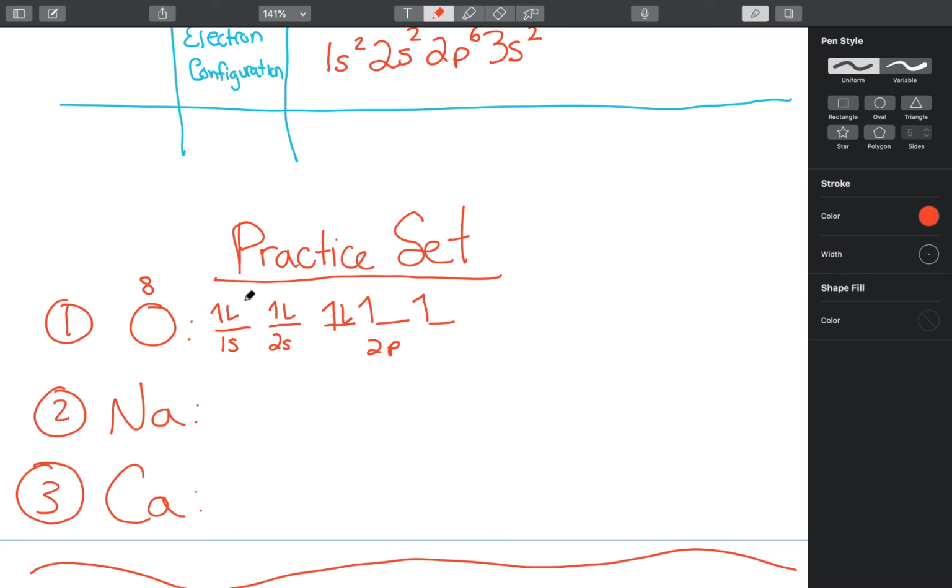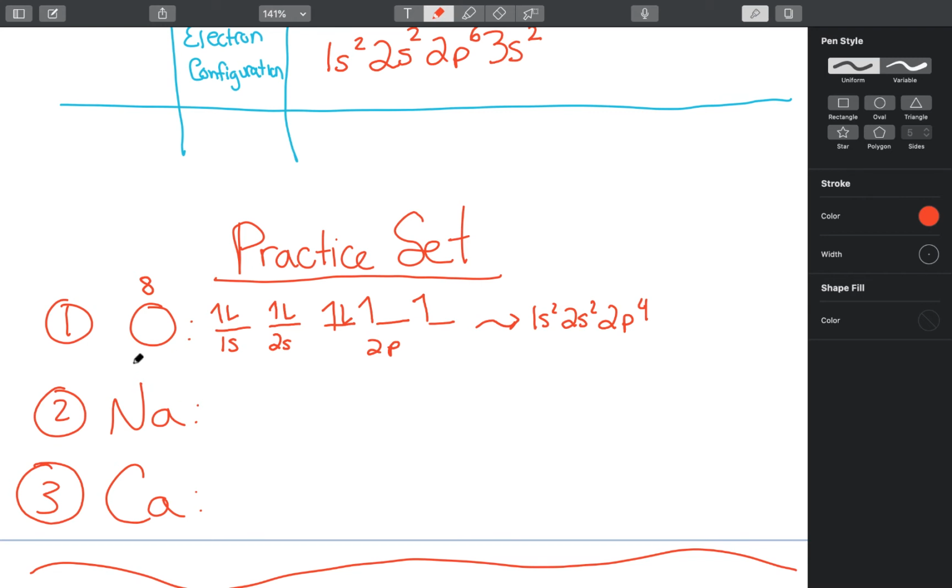So let's just make sure we have the correct amount of electrons. So 2, 4, 6, 8. So that is our orbital diagram for oxygen. Now we can condense this into our electron configuration. And the electron configuration would be 1s2, 2s2, and then 2p4. And that is your electron configuration for oxygen.